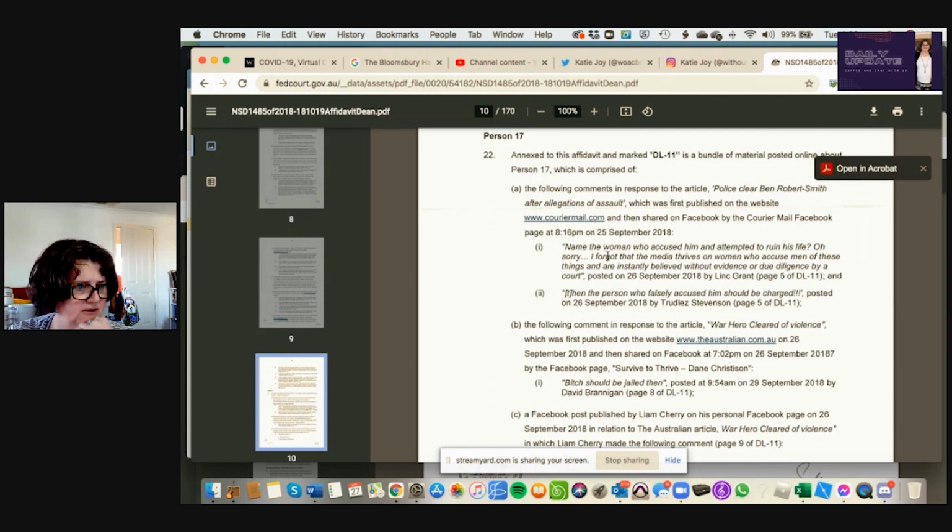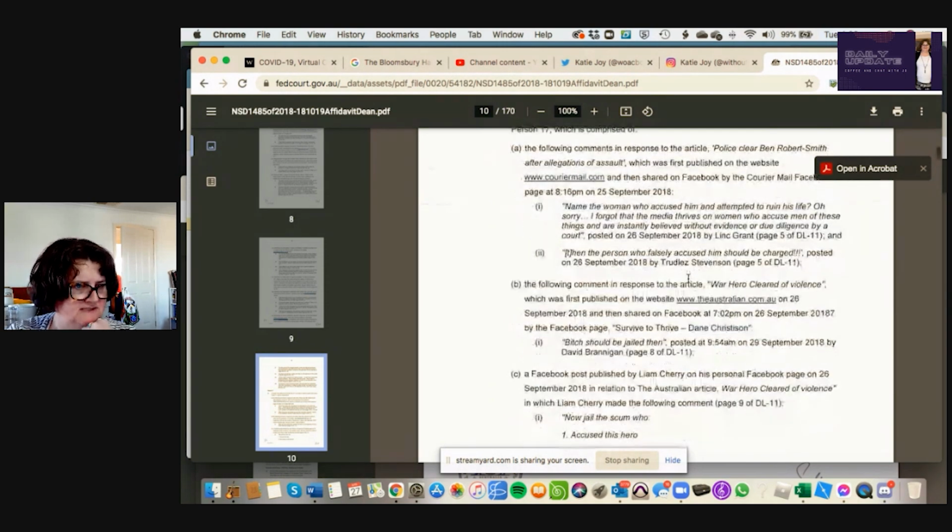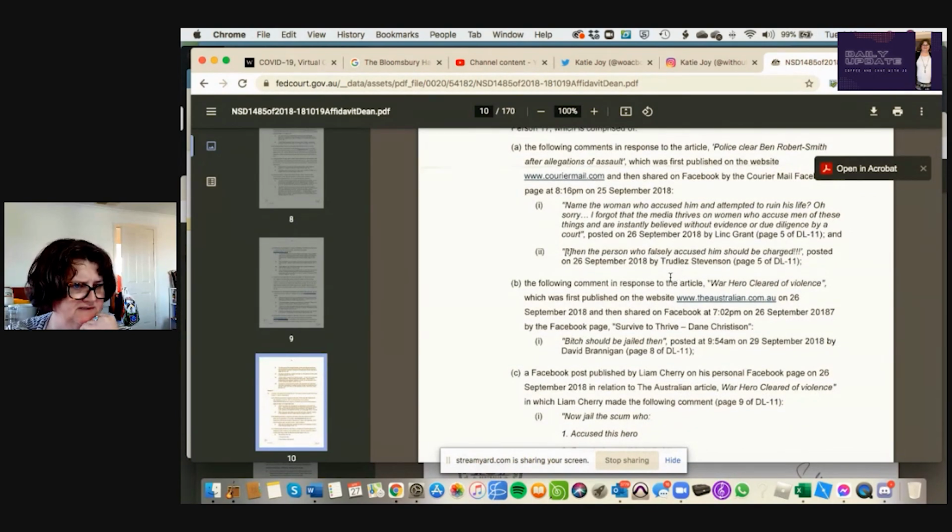From the Courier Mail: "Name the woman who accused him and attempted to ruin his life. Oh, sorry, I forgot the media thrives on women who accuse men of these things, and are instantly believed without evidence or due diligence by a court. Then the person who falsely accused him should be charged."